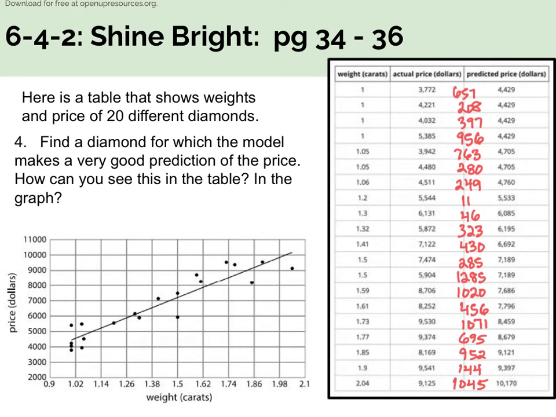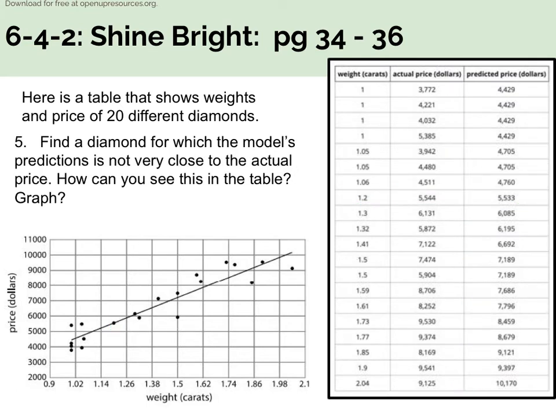So as far as the prediction and the actual price, where are they pretty much close to each other? That's here at 1.2 carats. We can also see that if we look at the graph itself and the 1.2. Notice how that point is actually on the graph itself. That again shows that that's where the prediction and the model are pretty much the same.